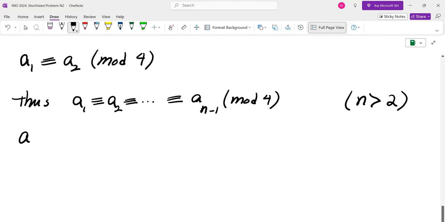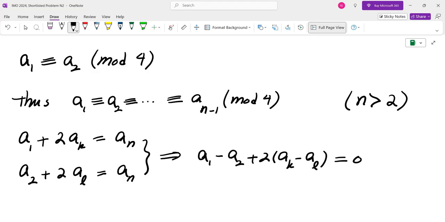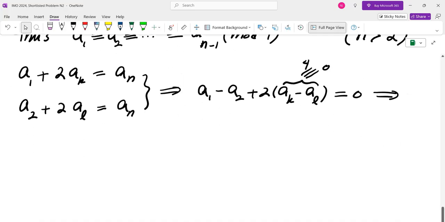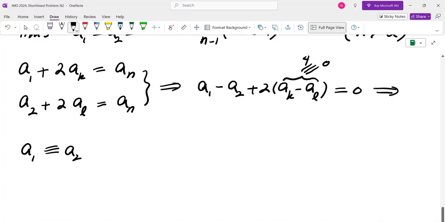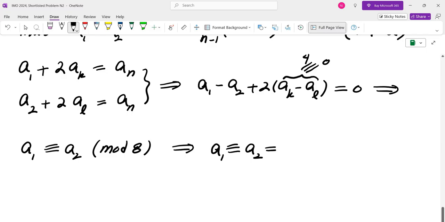Now, if I write down the exact same thing, I have A1 plus 2AK is equal to AN, and I also have that A2 plus 2AL is equal to AN. Subtract these, and you get A1 minus A2 plus twice AK minus AL is 0. So this is congruent to 0 mod 4. Therefore, A1 must be congruent to A2 mod 8 this time. And repeating the exact same argument, we know that A1, A2, all the way to AN minus 1 are congruent to each other mod 8.